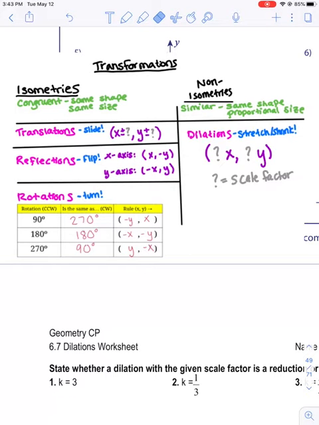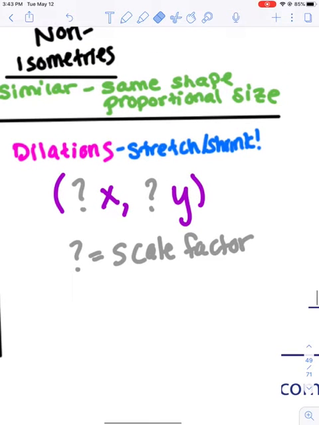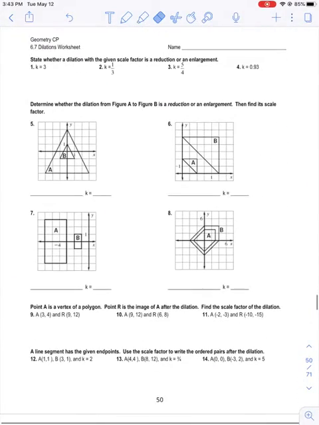The rule for dilations, which I'm going to be going over in the video, is like this. You basically are multiplying the x and y coordinates by the same number, and that number is called the scale factor. And that's something that we're going to be talking about in the video today. I'm going to be showing you guys a selection of problems from here. Some of them may or may not be the ones that you're assigned to do. So make sure you complete the rest of the assignment that I didn't show in the video.